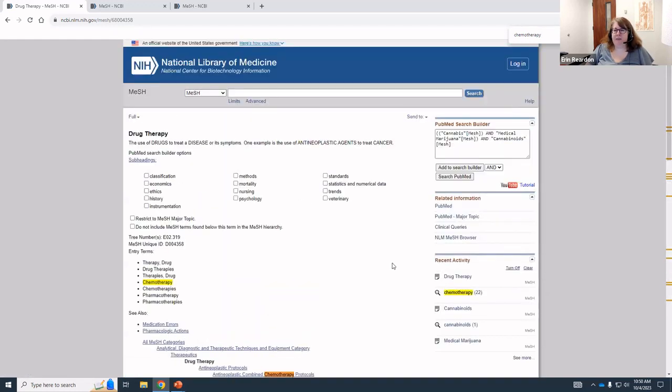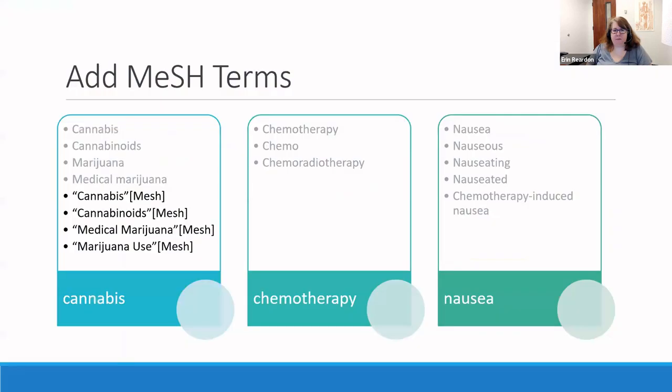So honestly, I think that drug therapy might be a good mesh term to use, even though it's not specifically about chemotherapy itself, because it has all of this chemotherapy underneath it. So we would add that one to the search builder and then add it to our results.